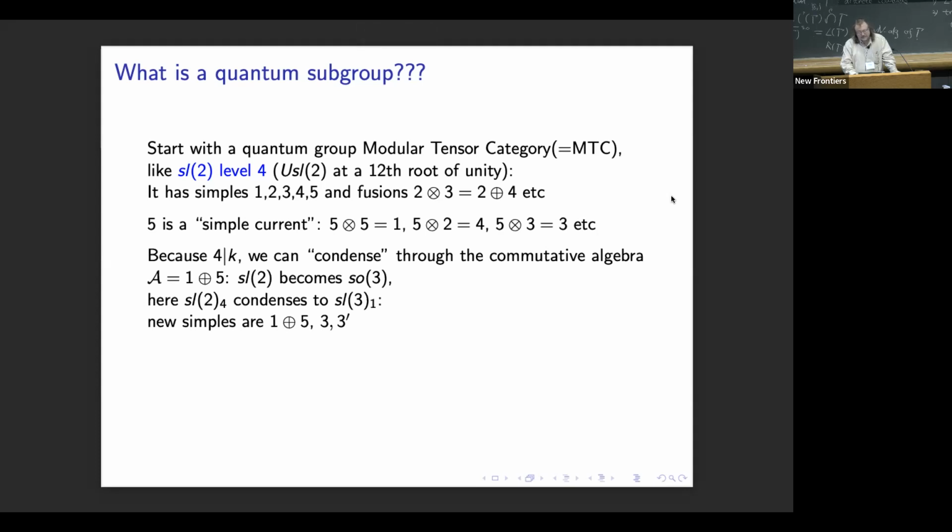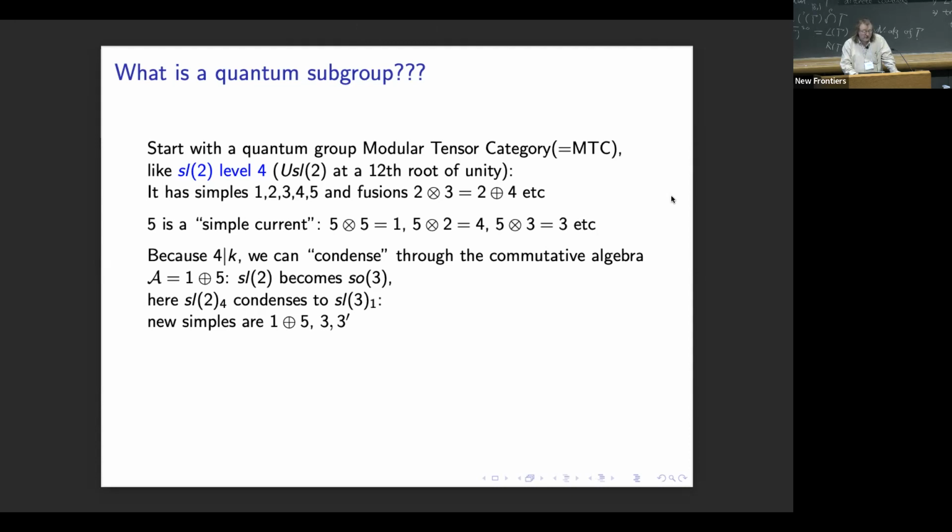We can condense the SL2 at level 4 through an algebra that's the sum of 1 and 5. So it's the sum of the unit and the simple current. And this kind of a thing moves you from SL2 to SO3. SO3 is just SL2 quotient the center. And in particular here, SL2 at level 4 condenses to SL3 at level 1.